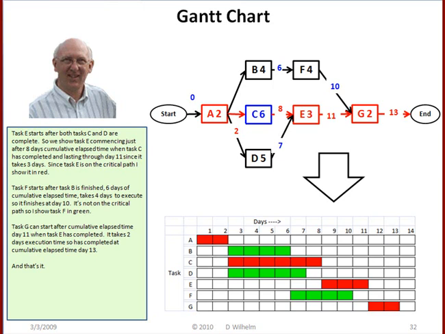Task F starts after Task B is finished, 6 days of cumulative elapsed time, takes 4 days to execute, so it finishes at day 10. It's not on the critical path, so I show Task F in green. Task G can start after cumulative elapsed time day 11 when Task E has completed. It takes 2 days execution time, so has completed at cumulative elapsed time day 13. And that's it.